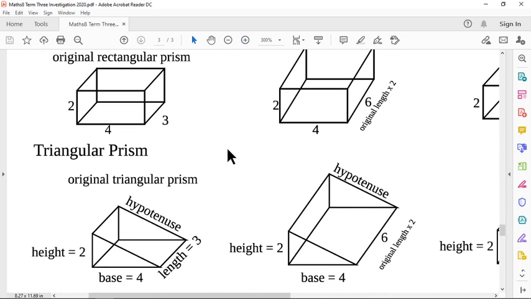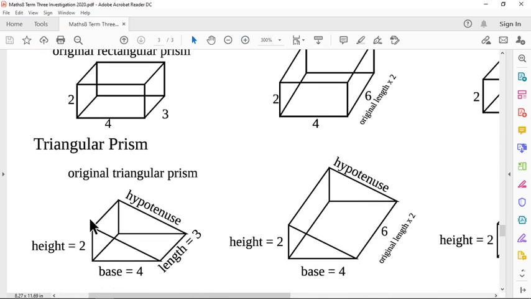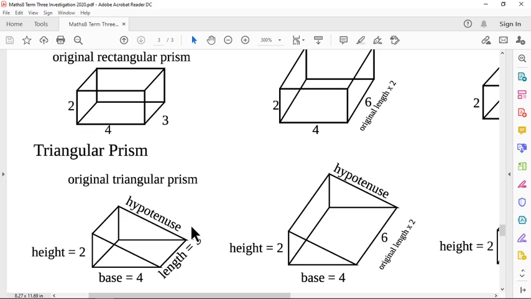Look at your picture. We've got the height is 2, the base of the triangle. Remember, when we find the area of a triangle, it's a half base times perpendicular height. So here's my height, here's my base, and here is my length of my prism. We want to do the same thing that we did with the rectangular prisms. Here was the rectangular prism, then we made it longer. Here is my triangular prism, and we want to make it longer.